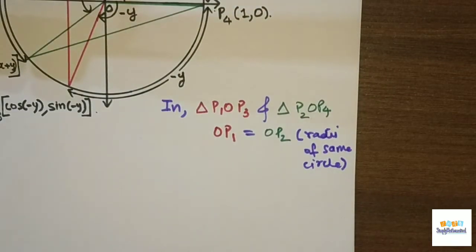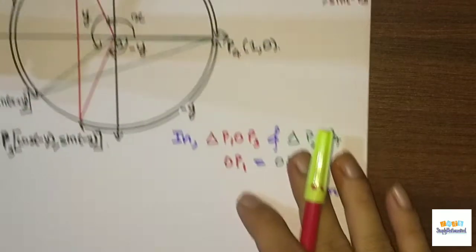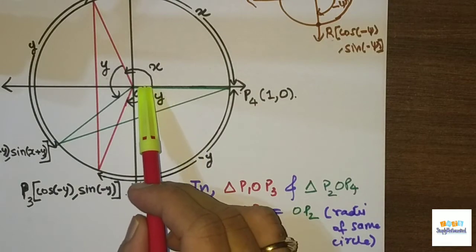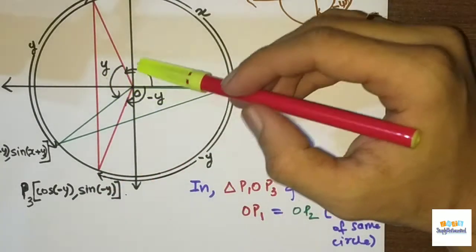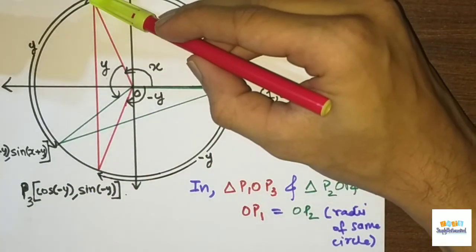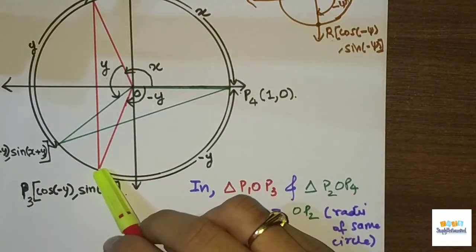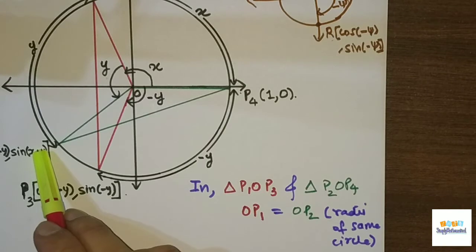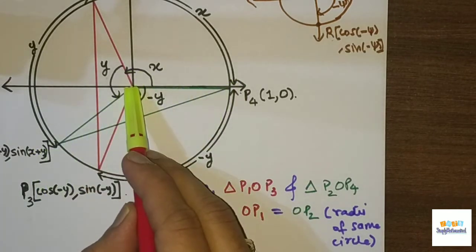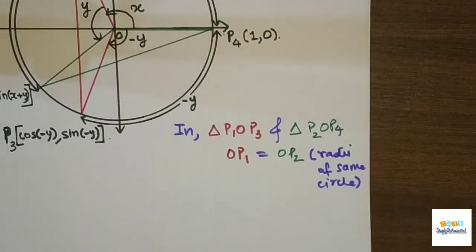Now let us try to prove that this angle, that is P1 O P3, observe carefully, this angle is equal to P2 O P4. That we have to prove. Let us try to prove that.